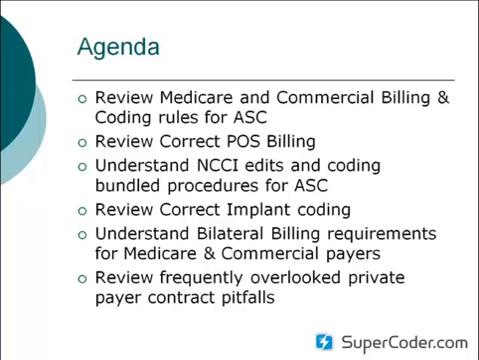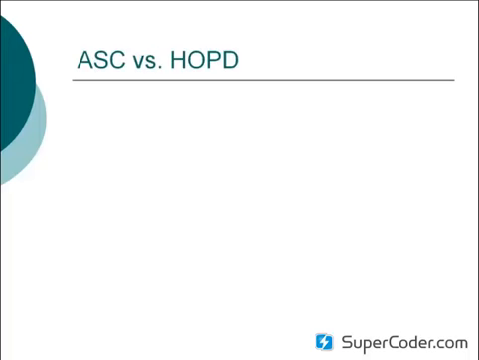ASC is a freestanding ambulatory surgical center. HOPD is a hospital outpatient department, which would include the outpatient surgical center that is a part of a hospital. Now, it doesn't have to necessarily be attached to the hospital itself, but it's owned by the hospital. A freestanding ASC does not have to be in a building all by itself. It only has to be independently owned. It cannot be owned by a hospital entity.